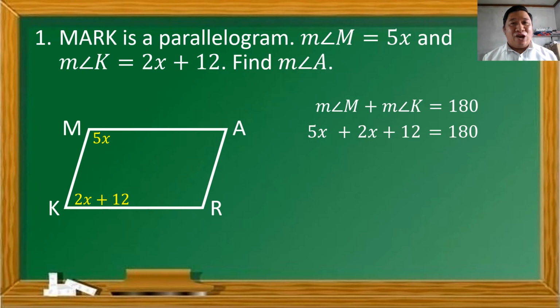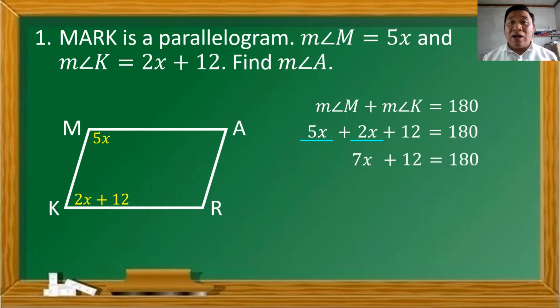Next thing to do ay mag-combine like terms tayo para simplified na yung ating left side ng ating equation. So in this case, sino ba yung pwede nating ma-combine dito? Sino ba yung magka-like terms dito? Sina? Alright, 5x and 2x. And we know that 5x plus 2x is equal to? Very good, 7x. Then copy na lang natin si plus 12 is equal to 180 degrees.